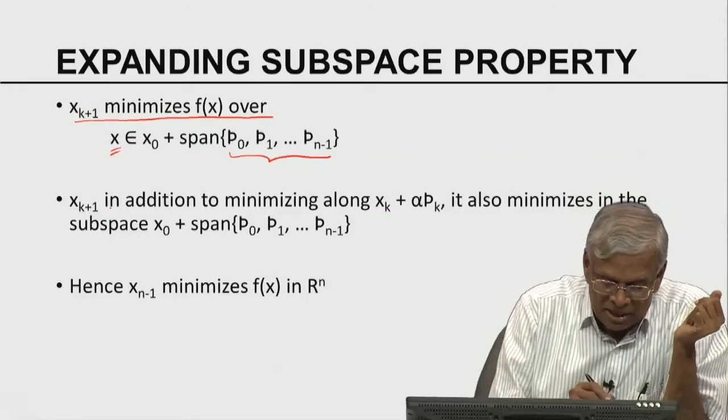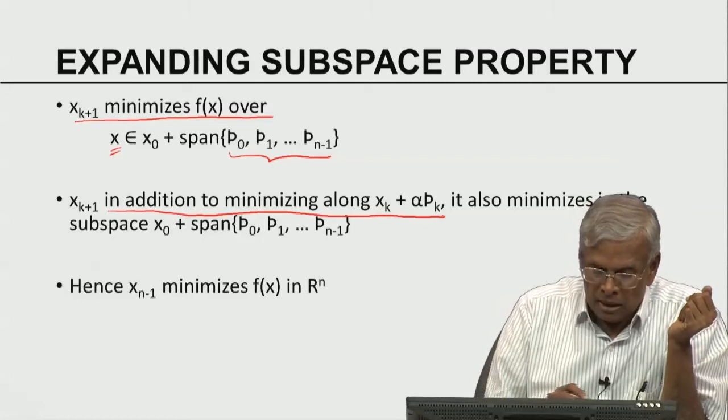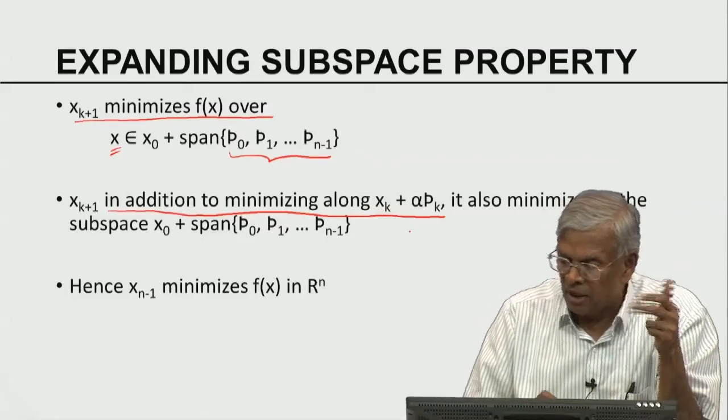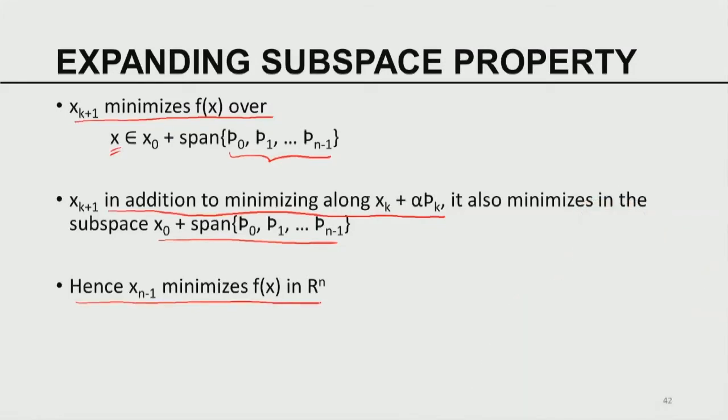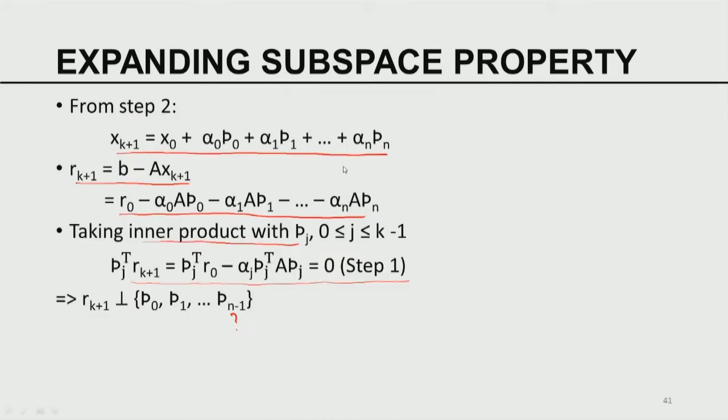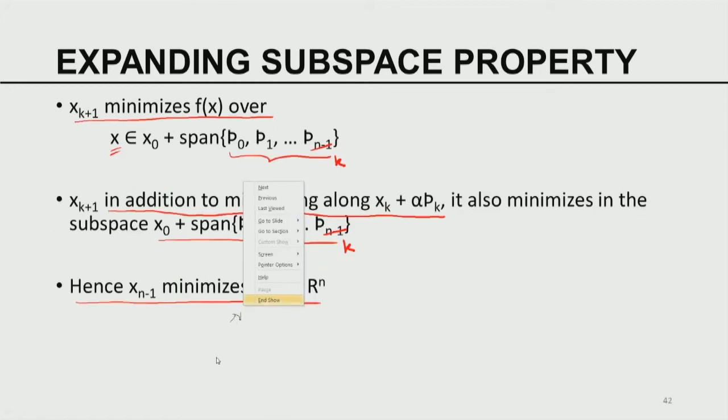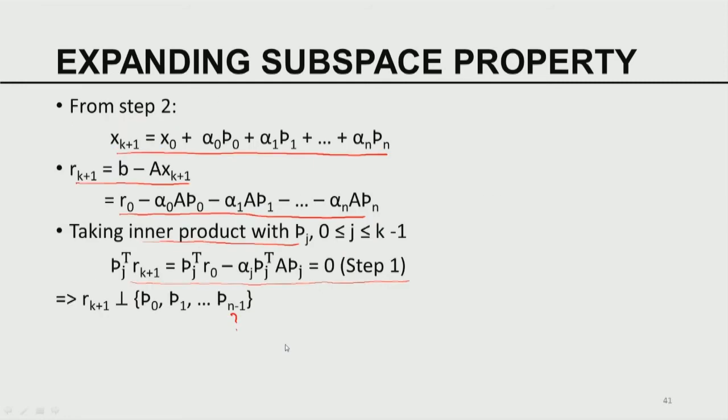In addition to minimizing along xk plus alpha pk, it also minimizes over the subspace. Therefore, xn minus 1 minimizes f of x over Rn. I believe this must be k. That is the correct way to look at it. I also believe this must be k, this is also k. I will correct this. I will send a corrected version of these.